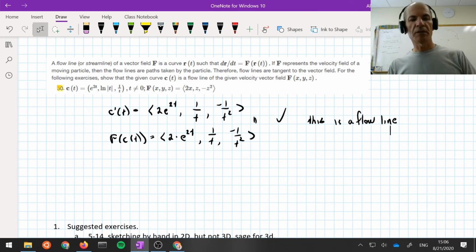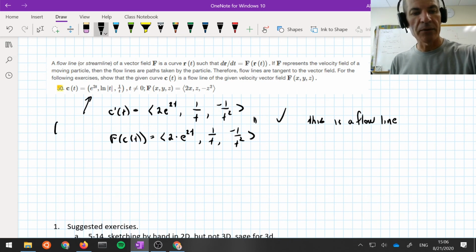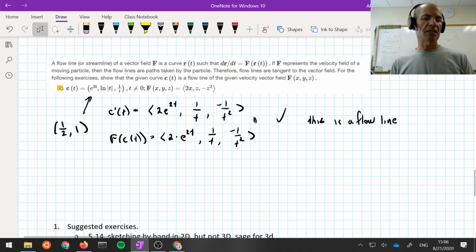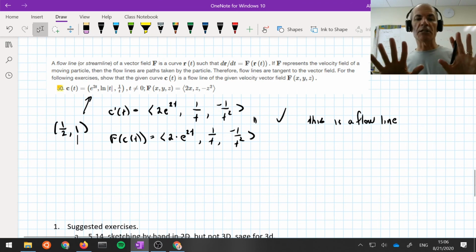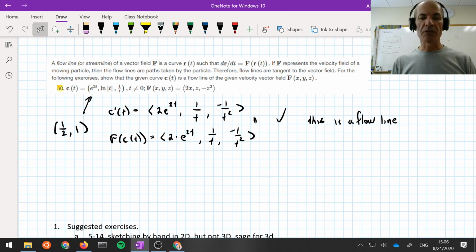So what I ended up doing was looking at this curve on a very narrow interval, 1/2 to 1. 1/2 because it stays away from 0, where this blows up and this blows up, and 1 because that keeps e to the 2t relatively small. So now the question is, well, what's the vector field going to do, roughly speaking, over this range of parameters? Well, in the first component, t is going from 1/2 to 1. So this is going to be between, say, 1 and e squared, which is on the order of 9.